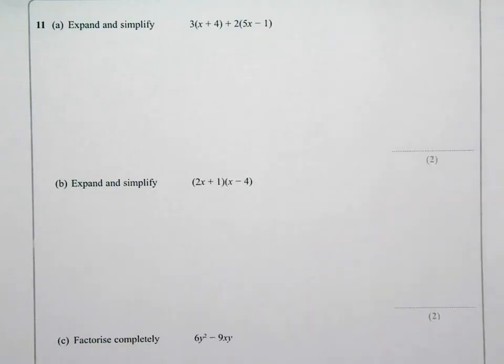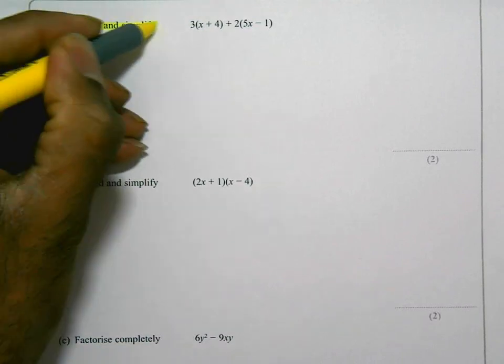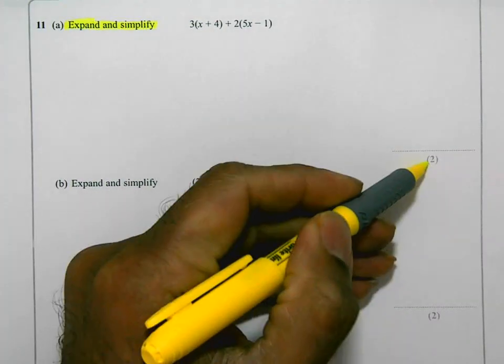This is question 11 on the higher calculator paper. Okay, so I'm going to work through this systematically. There are three parts, A, B, and C, and let's look at each in turn. Part A says to expand and simplify, and it's worth 2 marks, as you can see here.